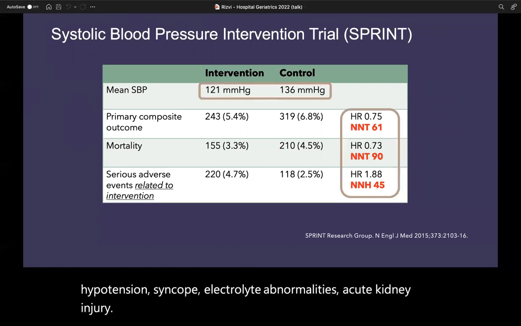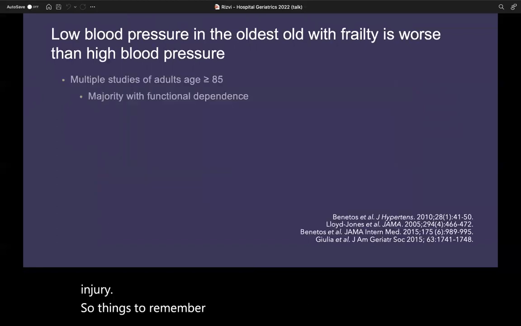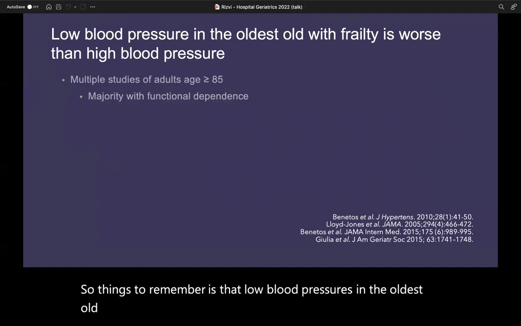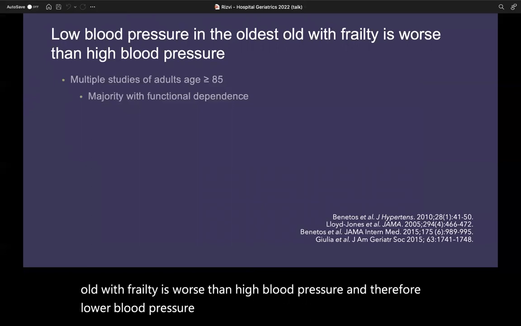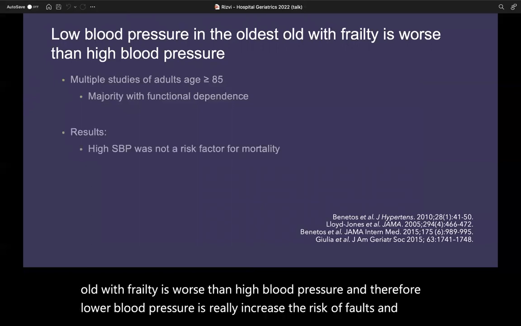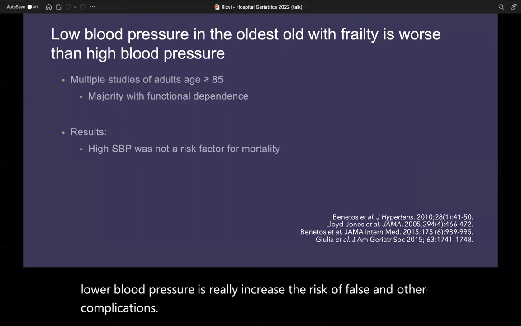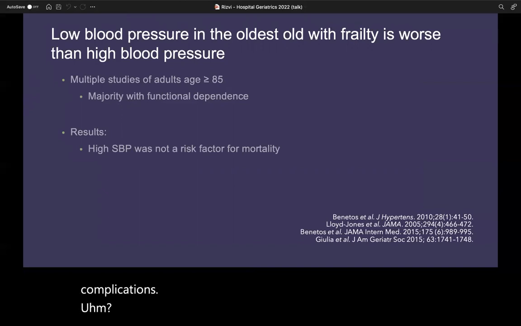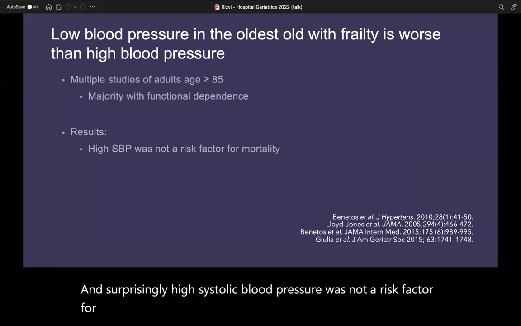So the thing to remember is that low blood pressure in the oldest old with frailty is worse than high blood pressure, and therefore lower blood pressures will increase the risk of falls and other complications. And surprisingly, high systolic blood pressure was not a risk factor for mortality based on the studies that are highlighted on the page.